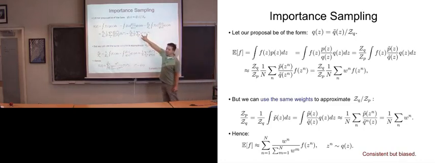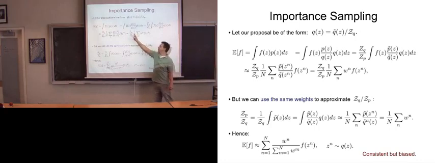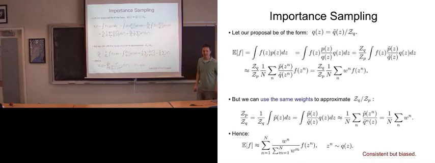This estimation here is unbiased. If I knew the ratio of partition functions and I just wanted to estimate the expectation, that is unbiased. The trick is that when I take the ratio of two unbiased estimators, the estimator becomes biased. That's the thing.